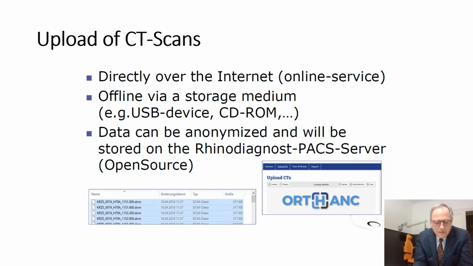Computational fluid dynamics simulations require a sophisticated data preparation process beforehand. The workflow of this process starts with the acquisition of CT images in DICOM format. To achieve a high-quality 3D model, it's necessary to use slices with a thickness of around 0.6 millimeters. But only axial slices are needed, which can be uploaded over the internet, online, or via a storage medium.